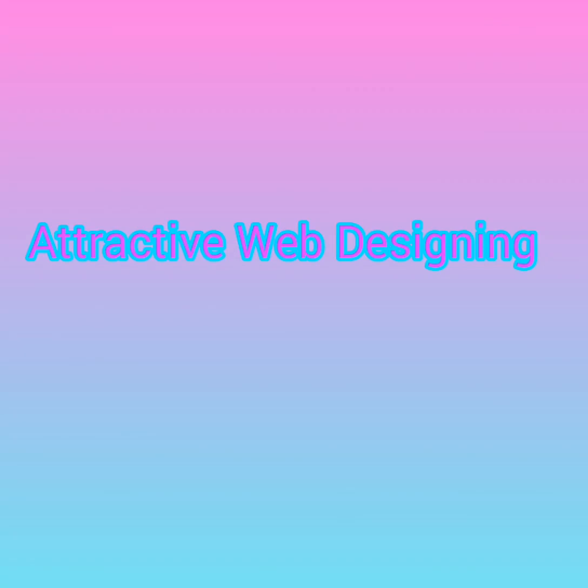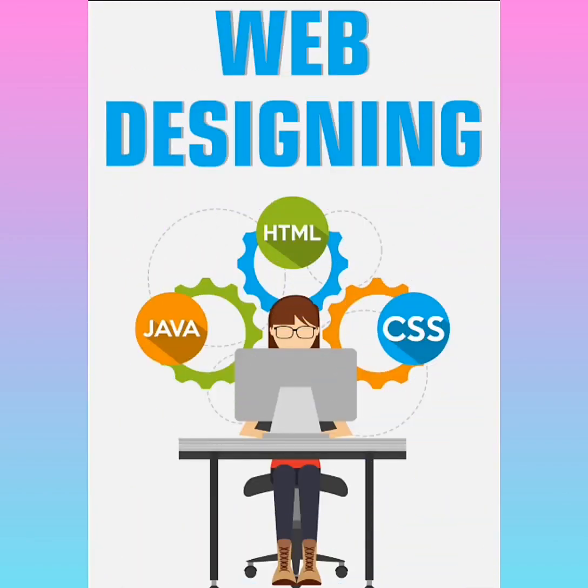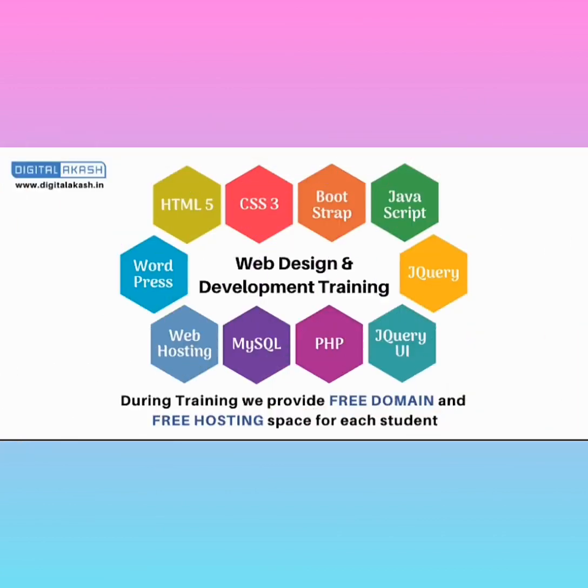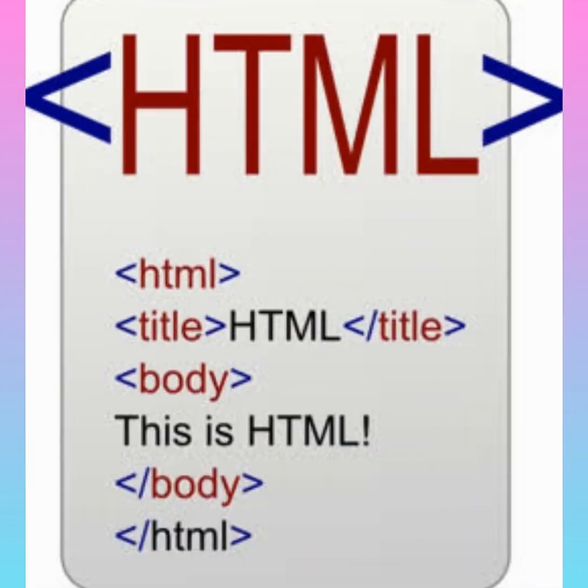Chapter 3: Attractive Web Designing. We have studied in class 9 how to prepare a web page. We have understood that the web pages we see are also built using HTML. In this chapter, we will study to make the content attractive using cascading styles.